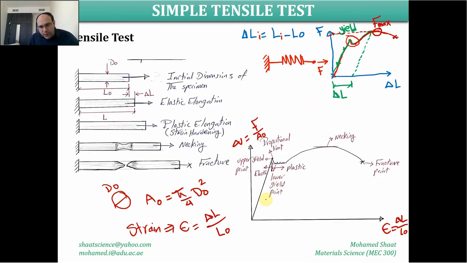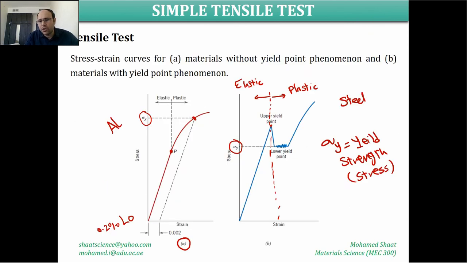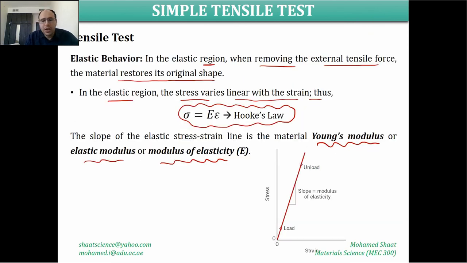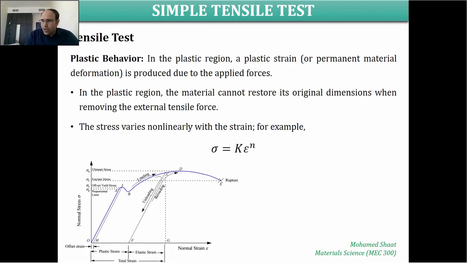So for example, if you measure the slope of this line, there should be an angle. If you form a triangle and determine this angle from the curve, the tangent of this angle is going to give you E, which is the elastic modulus of this material. Make sense? Within the plastic behavior, this is another behavior of the material.